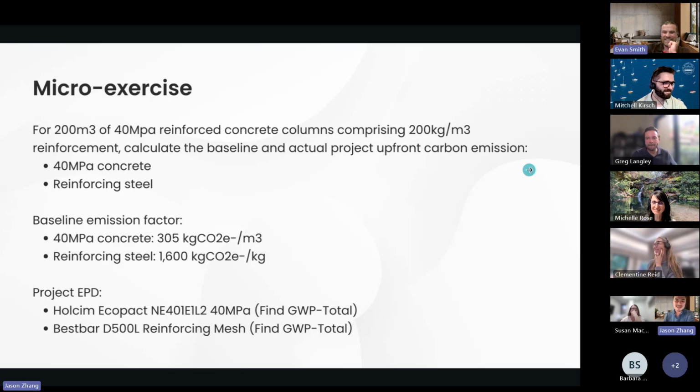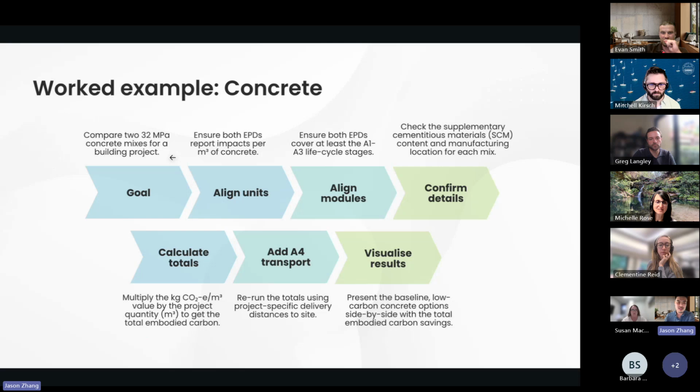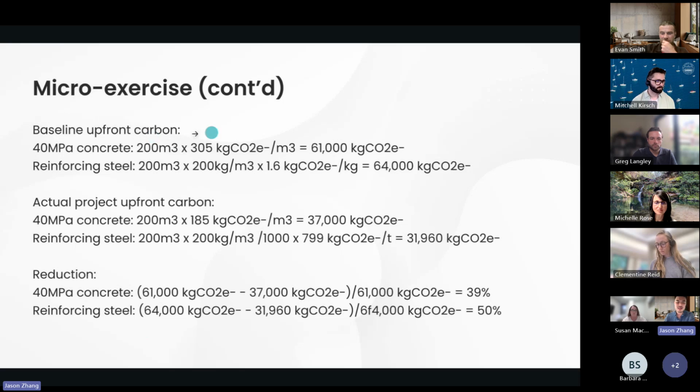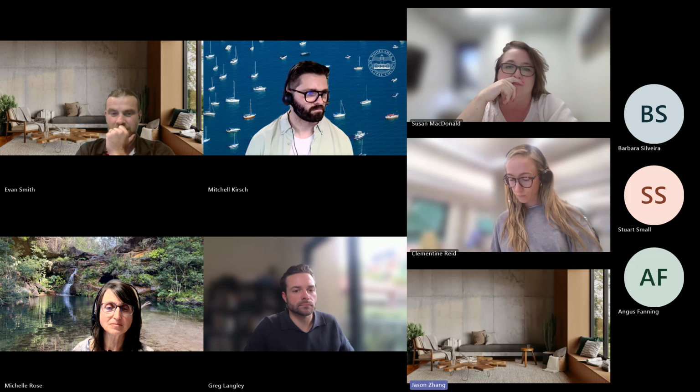All right. It's pretty straightforward to calculate. You just need to find the quantity of those two, which is 200 meter cube, and use the generic database over here to calculate your baseline. That's basically how you calculate your baseline analysis, and that's your reference case. For the actual project's product upfront carbon, you need to go into this EPD, and if I reshare my screen, I'll take you through it.